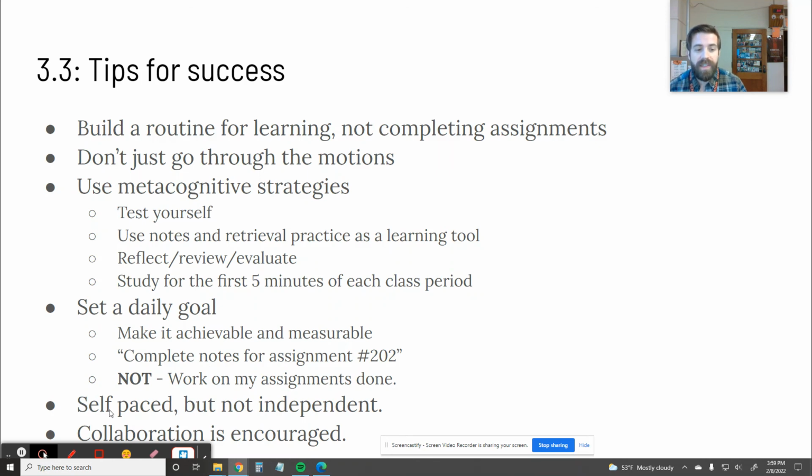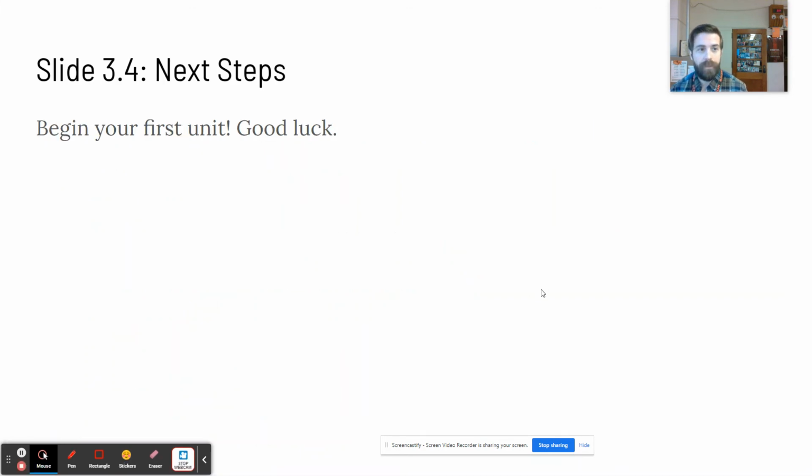Also for success, this is self-paced, but it's not independent and collaboration is encouraged. I have you sitting in groups so you guys can talk through and work on these practice assignments in groups. The only thing you have to do completely independently is your mastery checks. So please talk to each other, ask each other questions, work on the practice assignments in groups with the people sitting around you. That's why I have you arranged the way that you are.